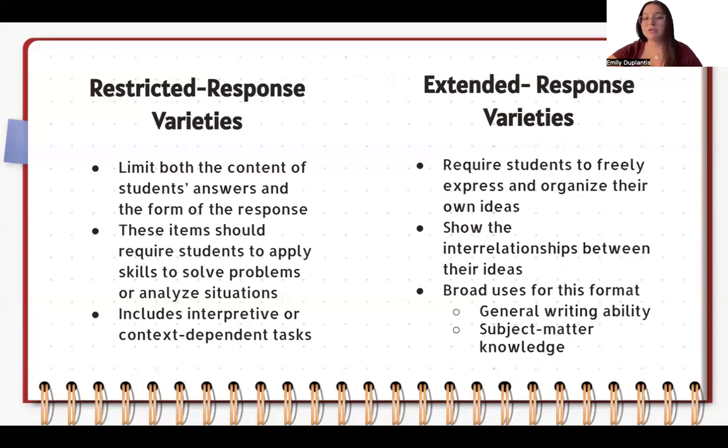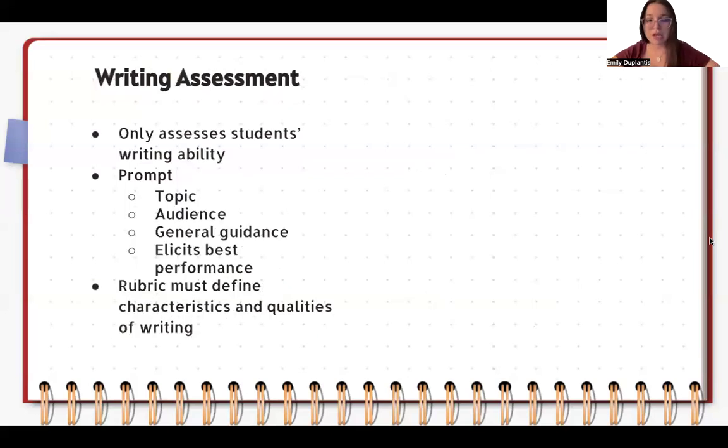We have the extended response varieties. These are going to require students to freely express and organize their own ideas, show the interrelationships between their ideas, and there are 2 broad uses for this format, one being general writing ability, and 2 is the subject matter knowledge. Typically, the restricted response is going to look a lot more at students' content knowledge, whereas the extended response is going to look at both of those main aspects. The writing assessment, though, is going to only assess the student's writing ability.